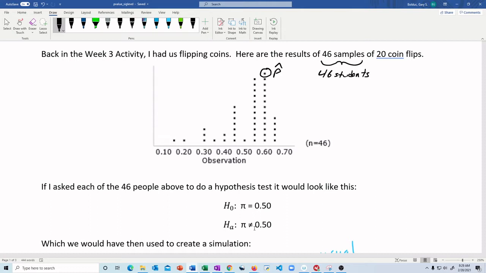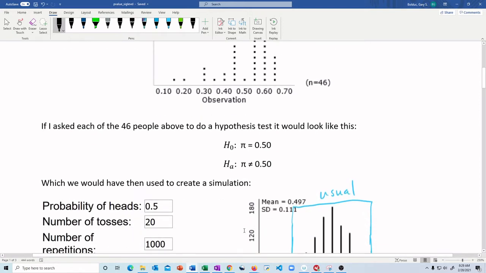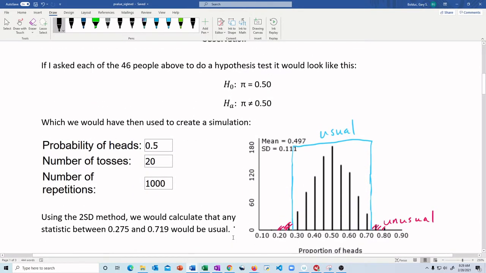From that point, you would say, I'm sitting here with my one p-hat that I actually have from flipping my coin, and this is what should happen if it's fair, so I run a simulation. Here's the simulation I ran. I told the computer, flip a fair coin 20 times like I did, and replicate that 1,000 total times. The picture we get is our nice little bell curve.